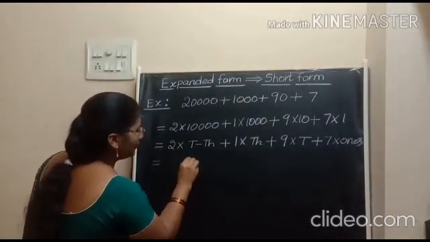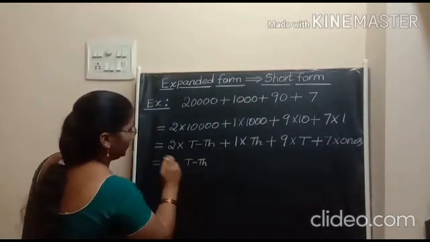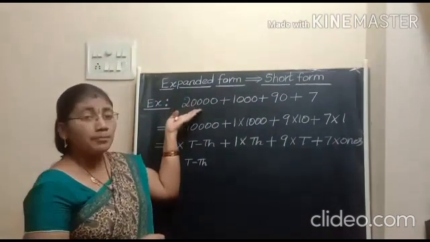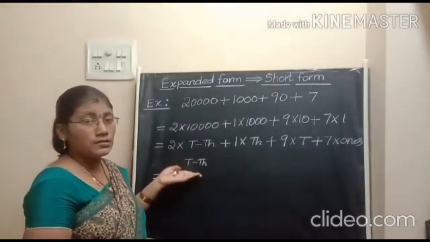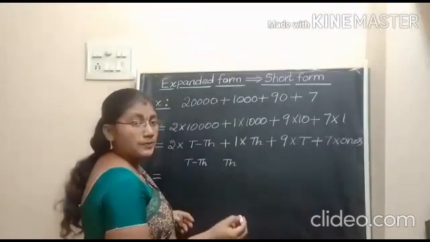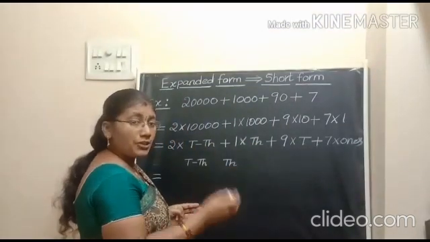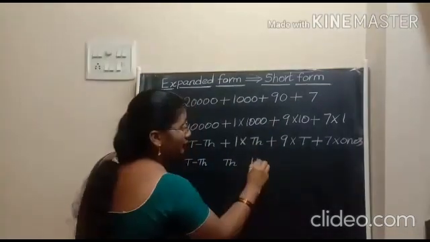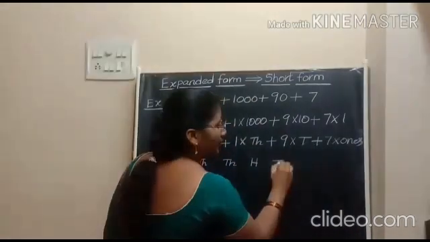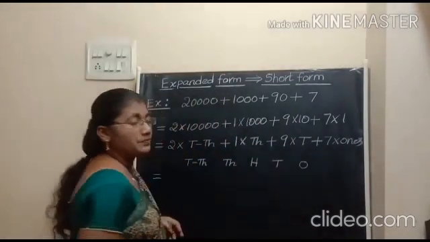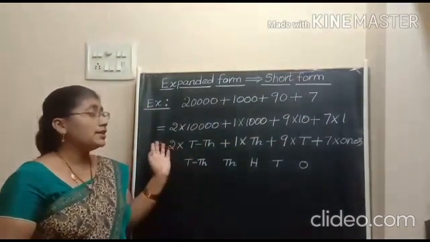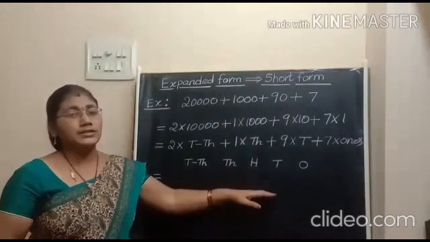First, we should write 10,000s. The greatest place in this example is 10,000s. Next, the next place is thousands. What next? We should get the hundreds place after thousands. Next place is tens. Next place is ones. Isn't it? Then we have to write the corresponding digits in their places.